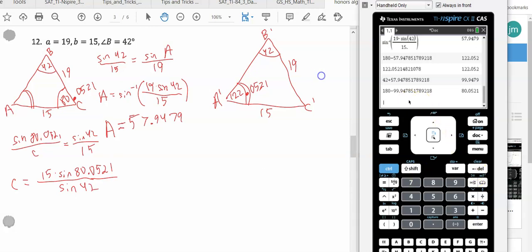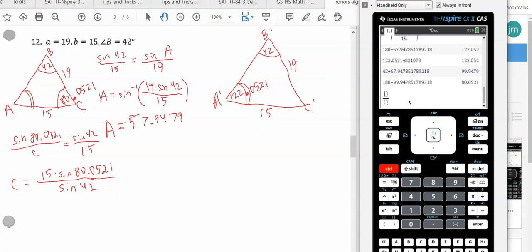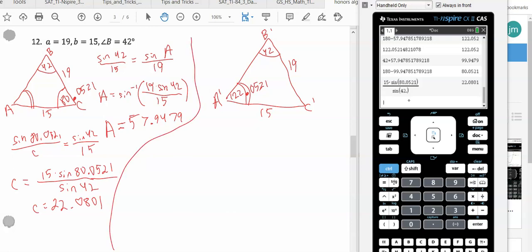Okay, let's type that in. So we get 15 times sine of 80.0521 divided by sine of 42. So we get little c is 22.0801. Okay, so we've solved the first triangle. Now it's just a matter of solving that second triangle here. So we've got a little bit of work to do.